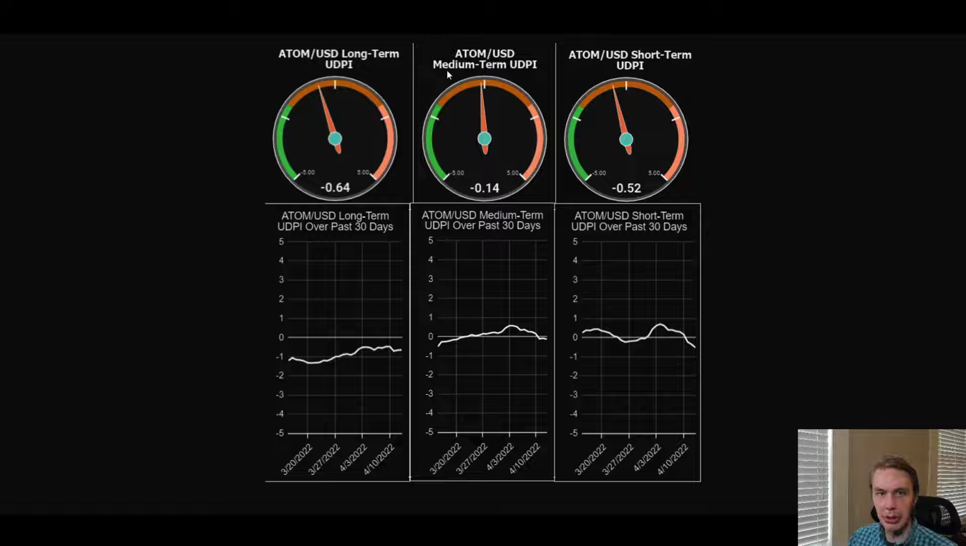But I also want to talk about the medium-term UDPI. This is reactive to moves that play out over weeks to months, so a bit shorter in its time horizon. And this is pretty much bang on neutral, so about the same amount of upside and downside potential in the medium term. That seems plausible to the model. And the short term is a similar story as well, where this is reactive to moves that play out over days to weeks, so even shorter in its time preference. And again, it's sitting at around neutral.